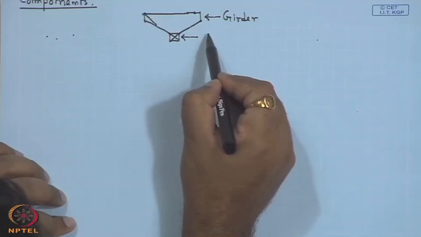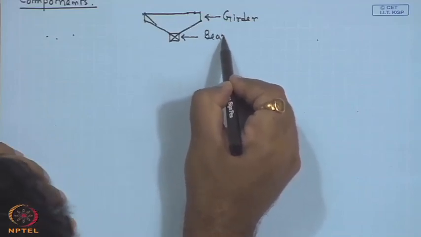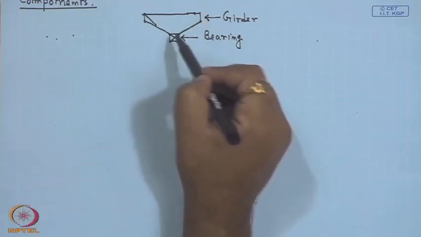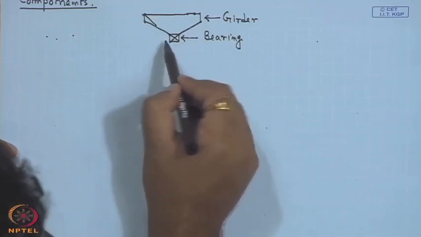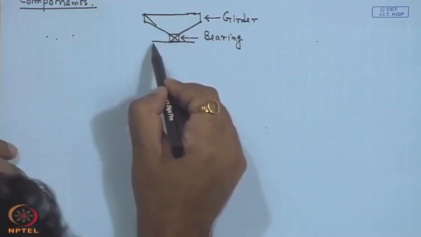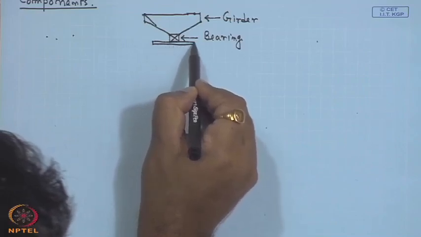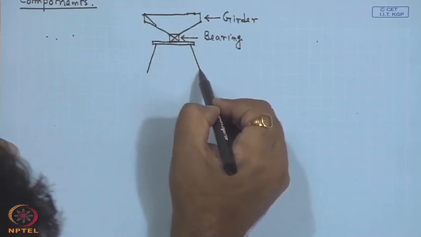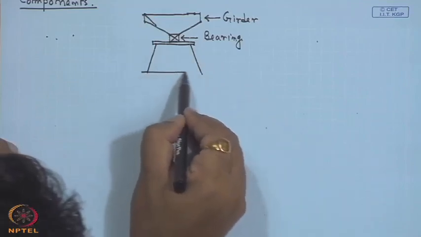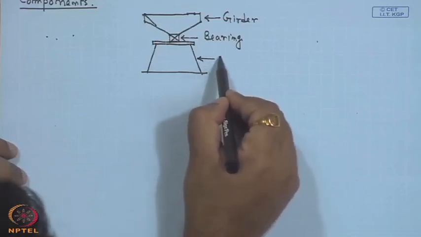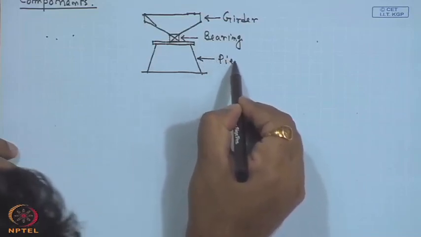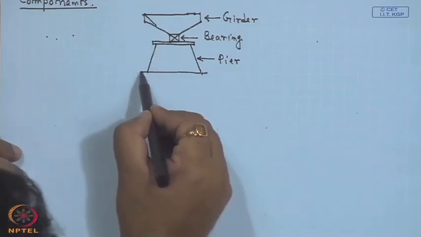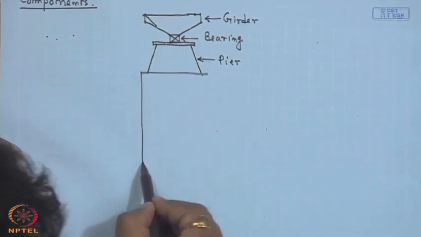This one is the bearing. So first this is the bridge girder, then this is a bearing, which is placed on a pier. This is the top portion, then this is a pier, then the various components of this well will start.